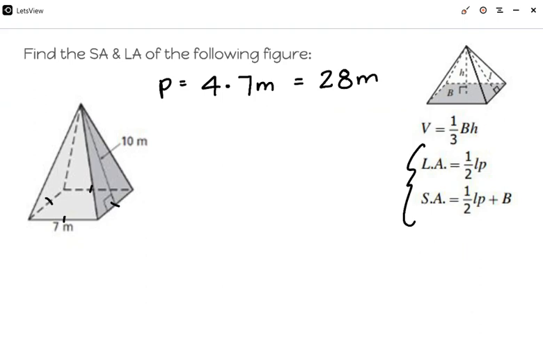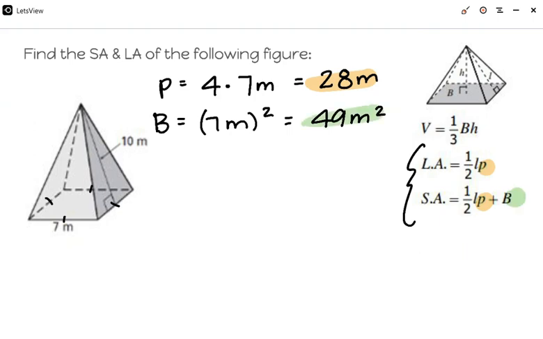We still have to do the base area. Remember, that is just our side squared. So we have 7 meters squared, which gives us 49 meters squared. So let me just highlight this in our formula so we know exactly what we are plugging in where.